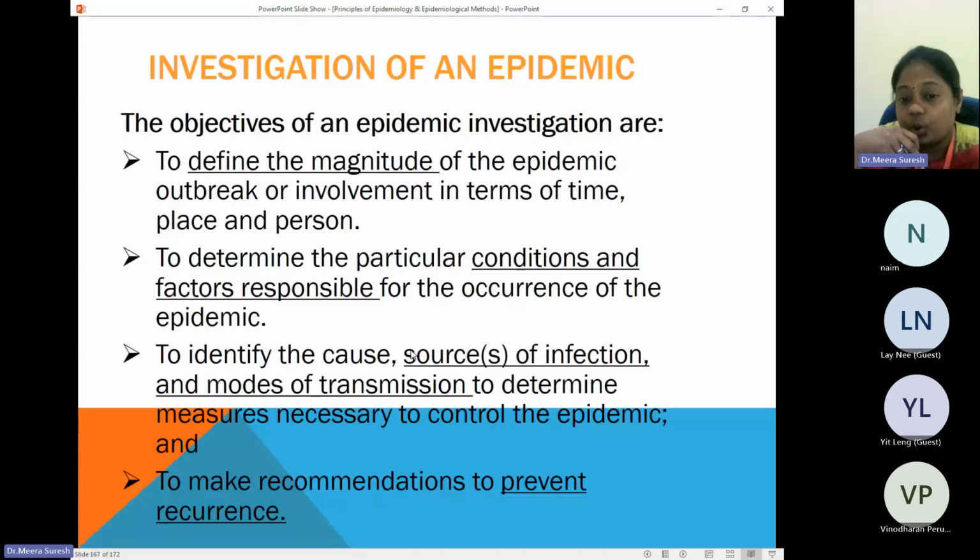And then we also get to know the conditions and factors responsible for the occurrence of the epidemic, why it happened in that particular population, whether it was lack of hygiene or food practices, whatever the disease, what the conditions and factors responsible are. And to identify the causes, the etiological factor, the sources of infection, mode of transmission, etc., so that we can control that epidemic. All these things were happening in COVID-19.